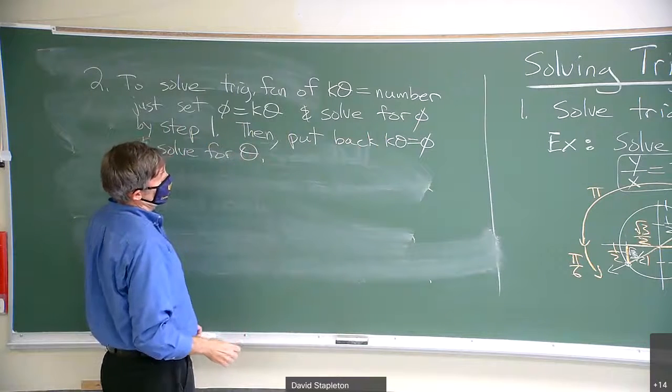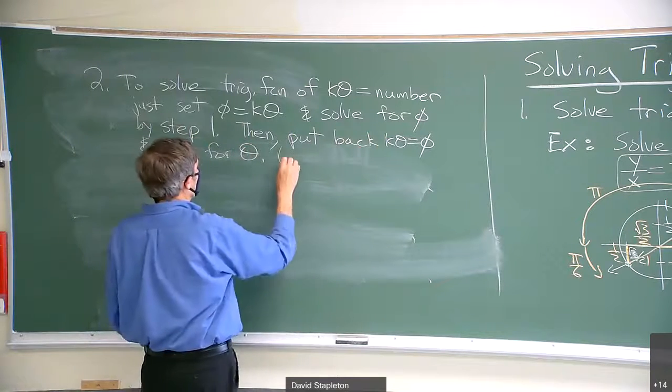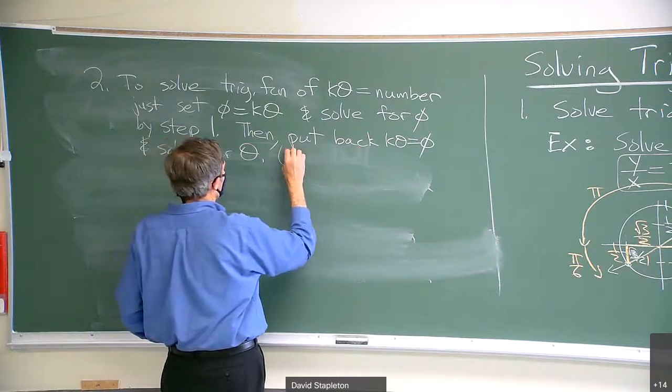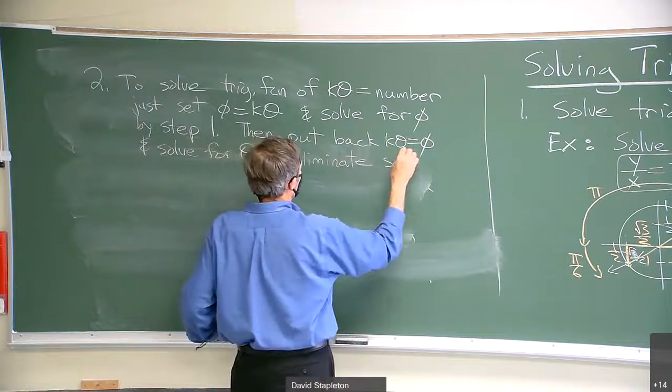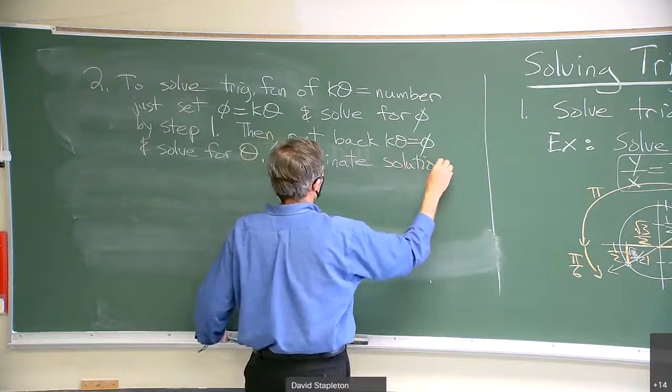If you're restricted to the interval 0 to 2 pi, then you have to eliminate solutions not in 0 to 2 pi.